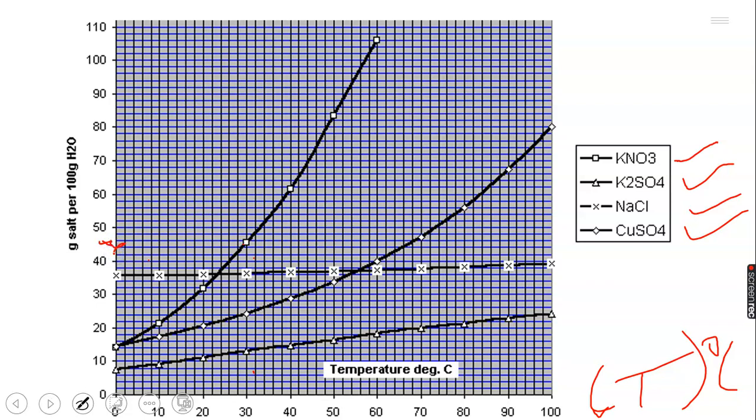That means at 30 degrees Celsius on this very graph you have 46 for the solubility of that. You can always trace it to see at a particular temperature what the solubility of each of these salts will give you.